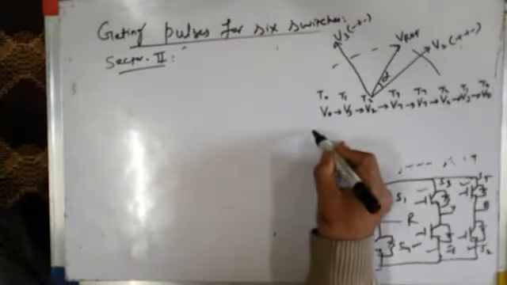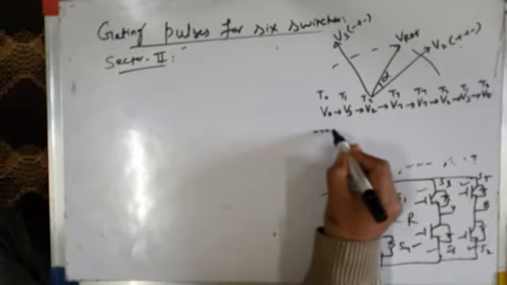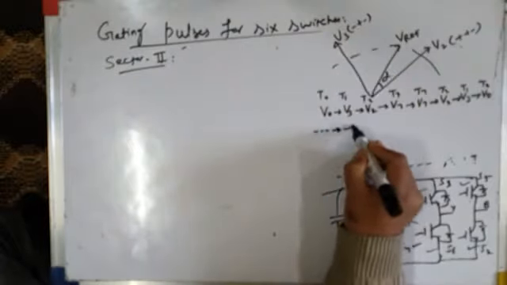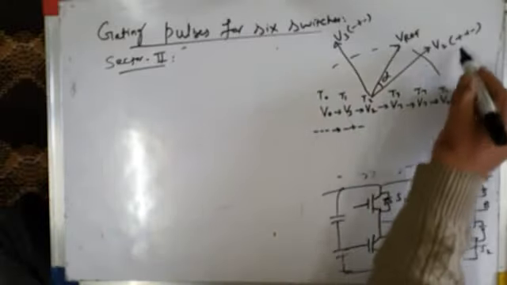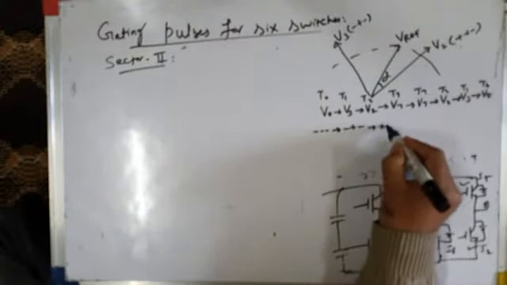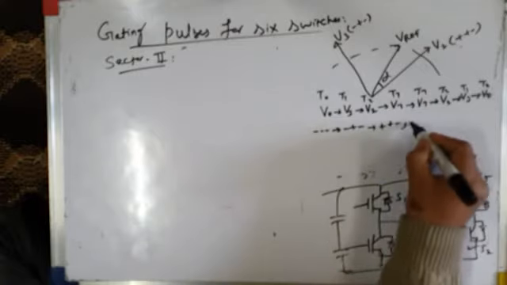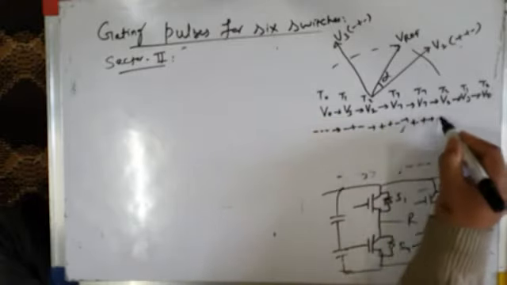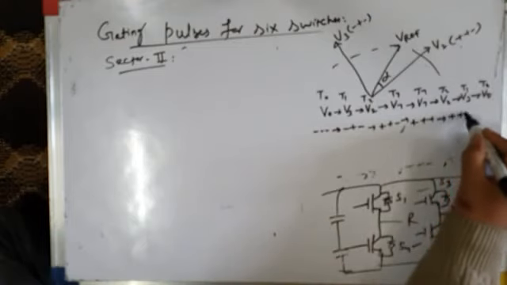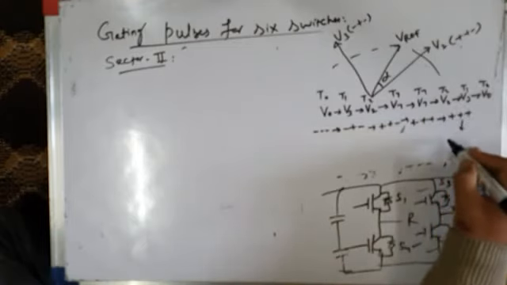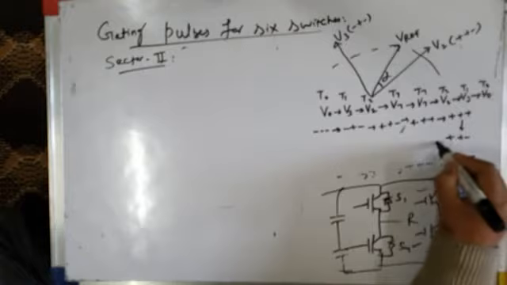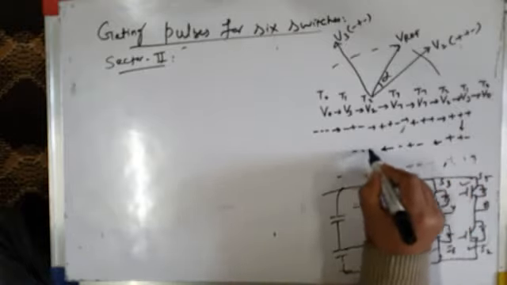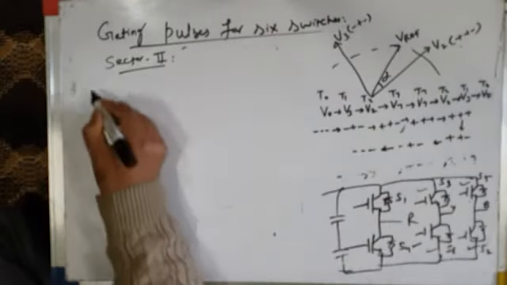Okay, V0 means switching state minus minus minus. V3 की switching state क्या है? Minus plus minus. V2 की switching state है plus plus minus, and V7 is plus plus plus. Then again V7 plus plus plus, then T2 plus plus minus, then T1 minus plus minus, and then T0 minus minus minus. ये complete करता है 2 subcycles.